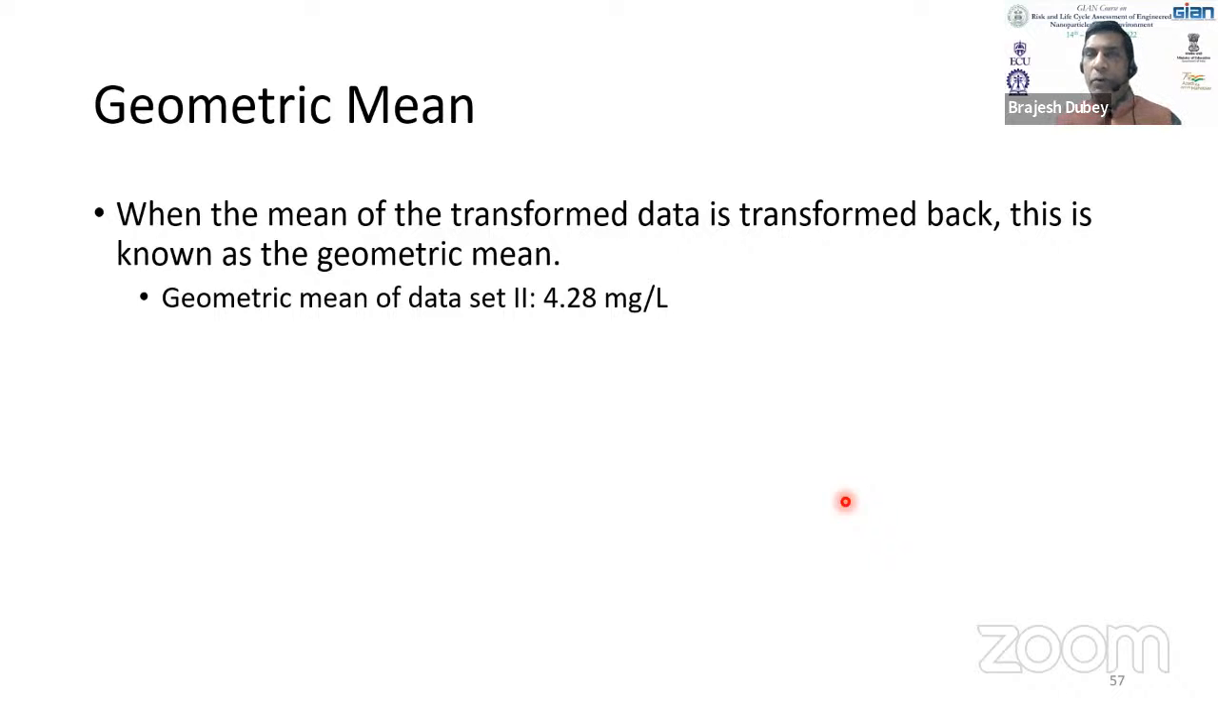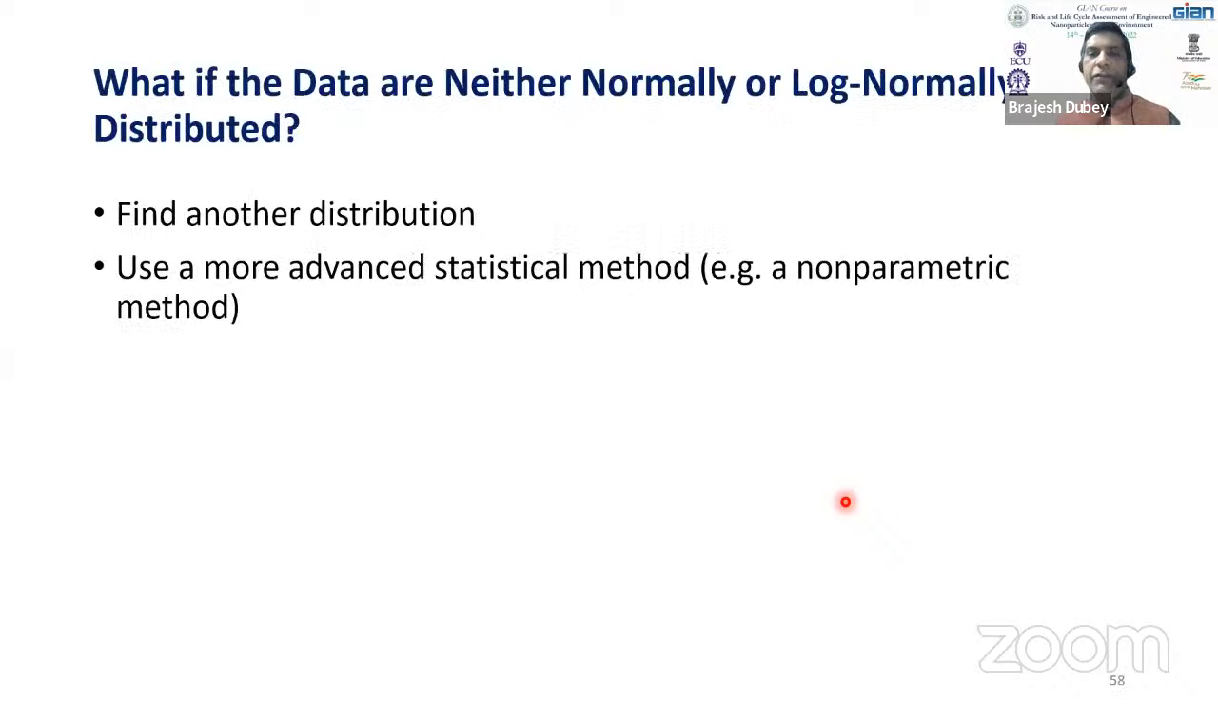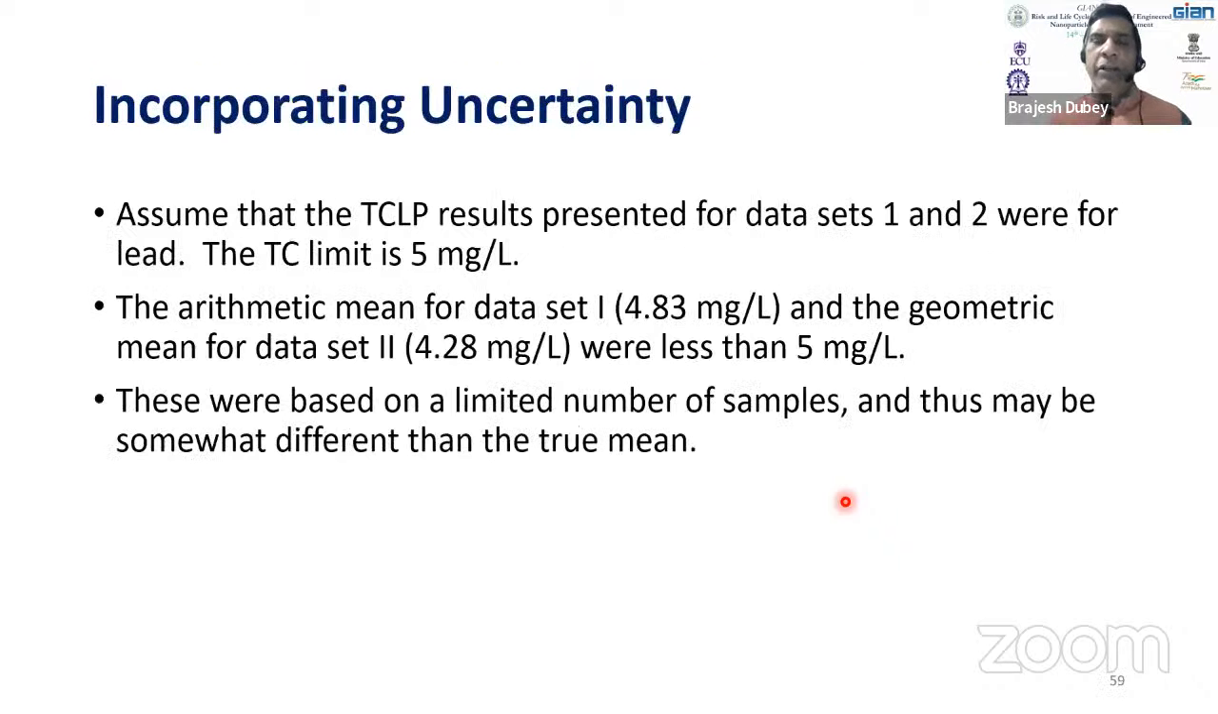If it shows geometric mean, that means the data set was actually log normal distribution. So if it's not normal or log normal, what will you do? You can try to find another distribution, use more advanced statistical methods. Those are beyond the scope for today, but you can look it up and learn more about them.